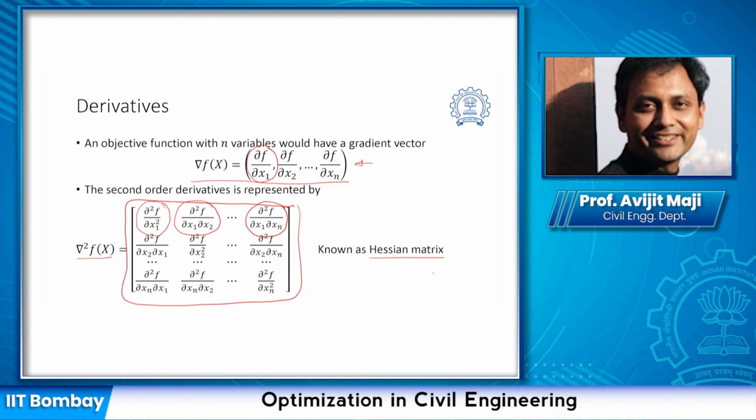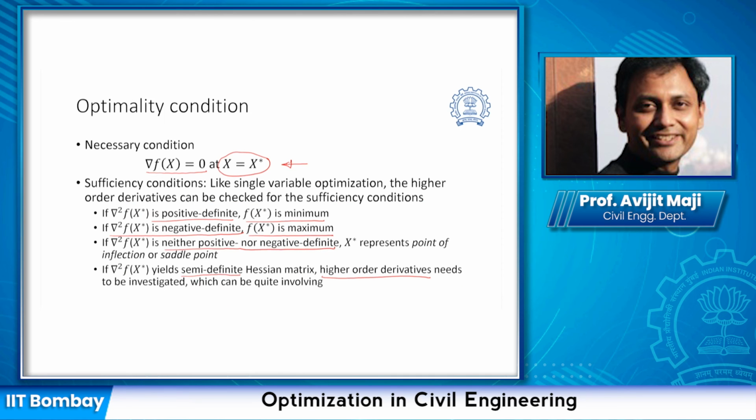Now, as you have seen, the second order derivative had already yielded an n by n matrix. And as I had indicated earlier, a higher order derivative, let's take the third order derivative, is going to be an n cross n cross n tensor. If it is a fourth order, we would get an n cross n cross n cross n tensor. So as we increase the order, it is going to have that many dimensions. So the order decides the dimension. Hence, if we come to a point where the second order derivative is yielding a semi-definite Hessian matrix, then we have to go to the higher order derivative, which could be quite involved to solve.